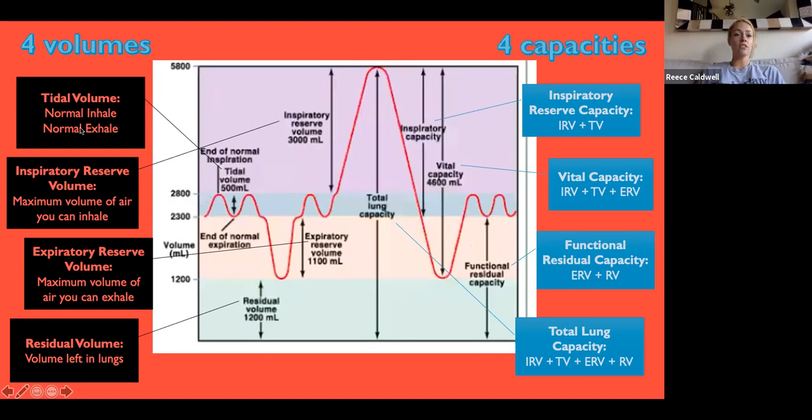So make sure you understand the volumes and the capacities. You'll either be asked to label this on the exam, possibly explain it. So I would definitely understand the spirogram, and it is quite simple. So just work through it 2 or 3 times and you should have it down.